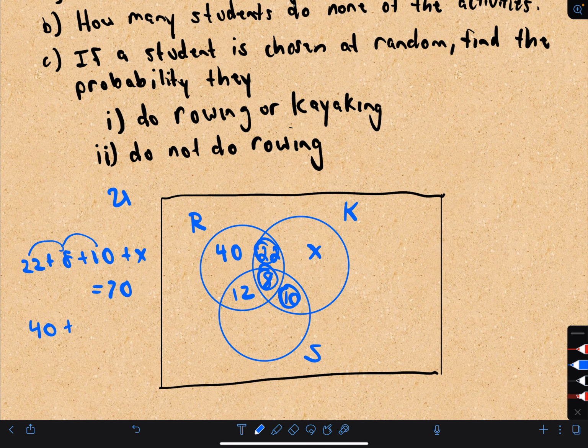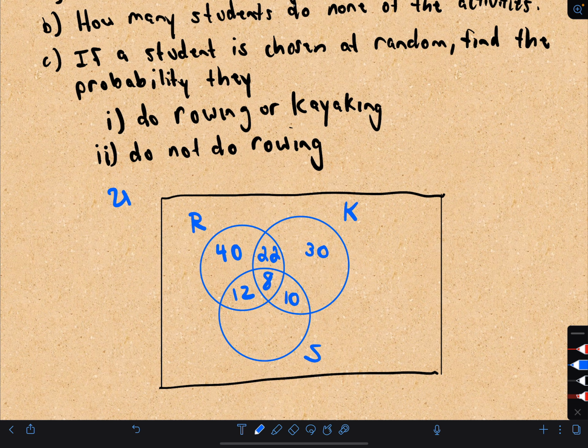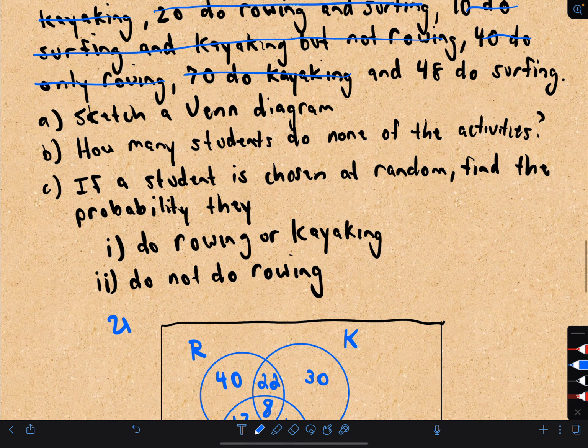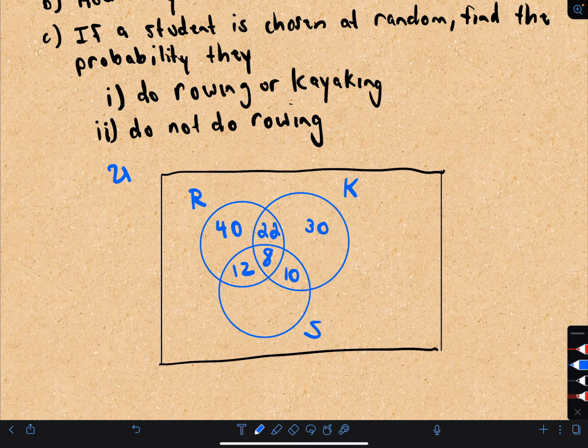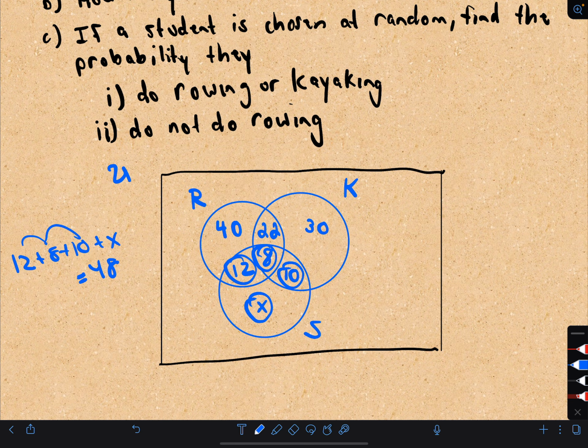So let me clean this up a little bit. So I now know that X is going to equal 30. And let's see, same thing. We know that 48 do surfing. So if I add up all the numbers in the S circle, that has to add up to 48. So if I take 12 plus 8 plus 10 plus X, that's got to equal 48. Well, 12 plus 8 again is going to be 20, plus 10 is 30, so 30 plus X equals 48. And if we subtract 30 from both sides, we'll get that X equals 18.